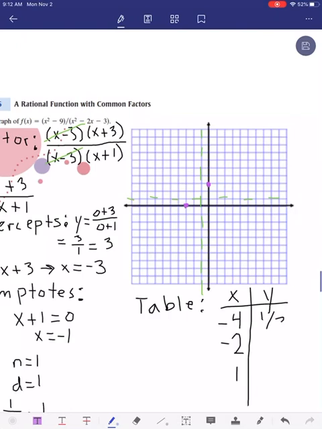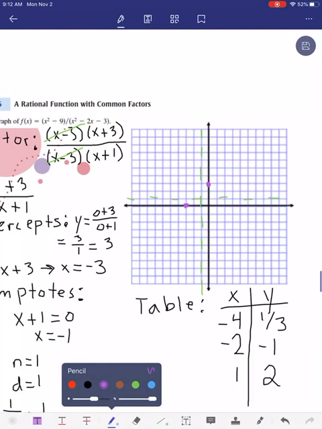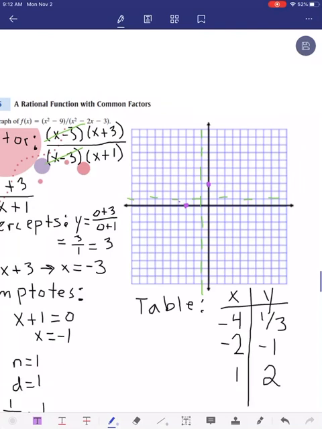So if we plug in -4, we get 1/3. We plug in -2, we get -1. And if we plug in 1, we get 2. So again, needing to plot those additional points. And then using our asymptotes to know that they're going to have to get closer and closer to those asymptotes.